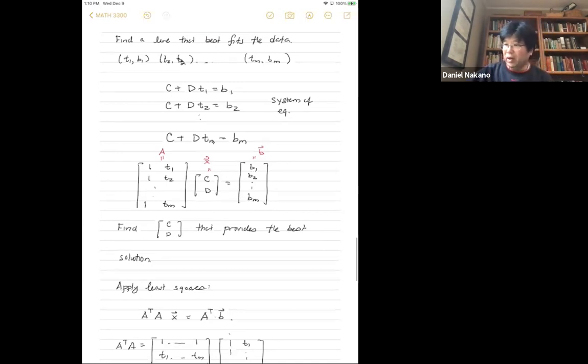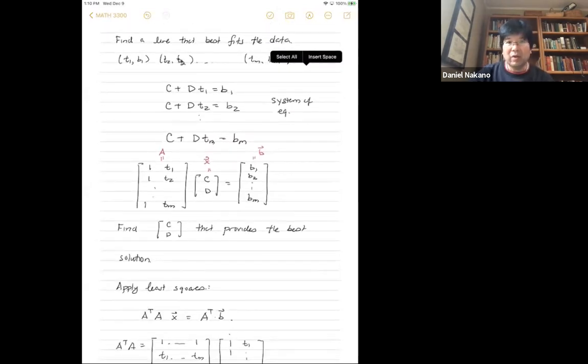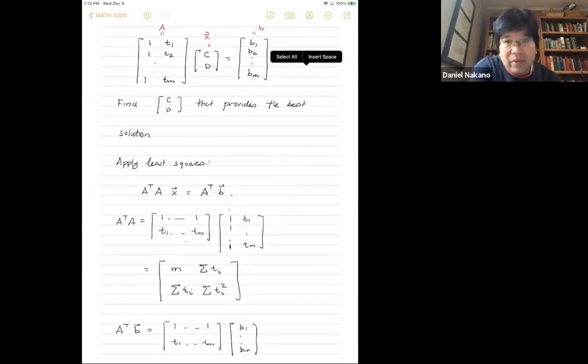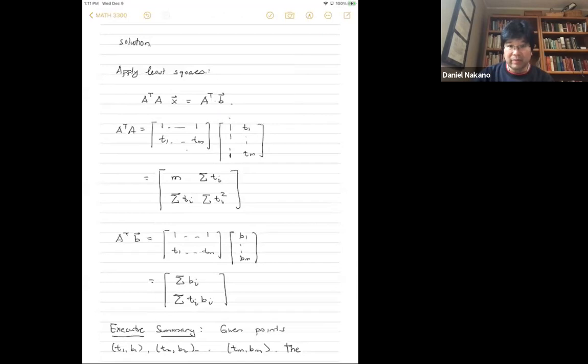Okay, so you use the data, you get a system of equations like this, and then you apply least squares. So we know the least squares solution has to satisfy A transpose A x is equal to A transpose b. We know probably A transpose A is invertible, and it's only going to be a 2x2 matrix. And I've described the 2x2 matrix down here, right? And then I computed out A transpose b too.